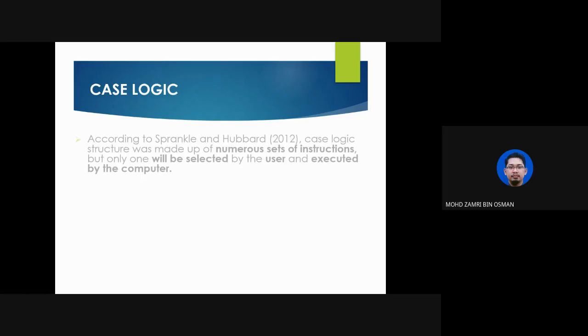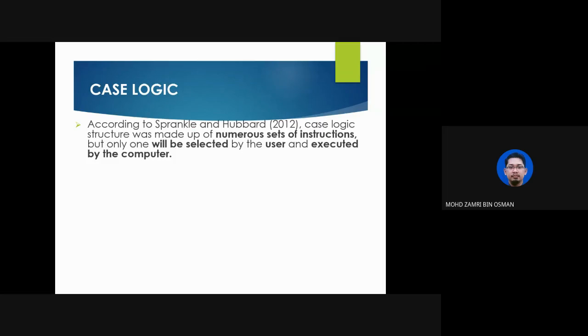So what is the case logic actually? The case logic here, based on Sprinkle and Humber, the case logic structure is made up of a numerous set of instructions, right? It is not limited to, but maybe has greater than 4 instructions or 4 conditions, but only one will be selected. What I mean is, whenever we have a case here, we only want to select based on the set of instructions by the user and executed by the computer.